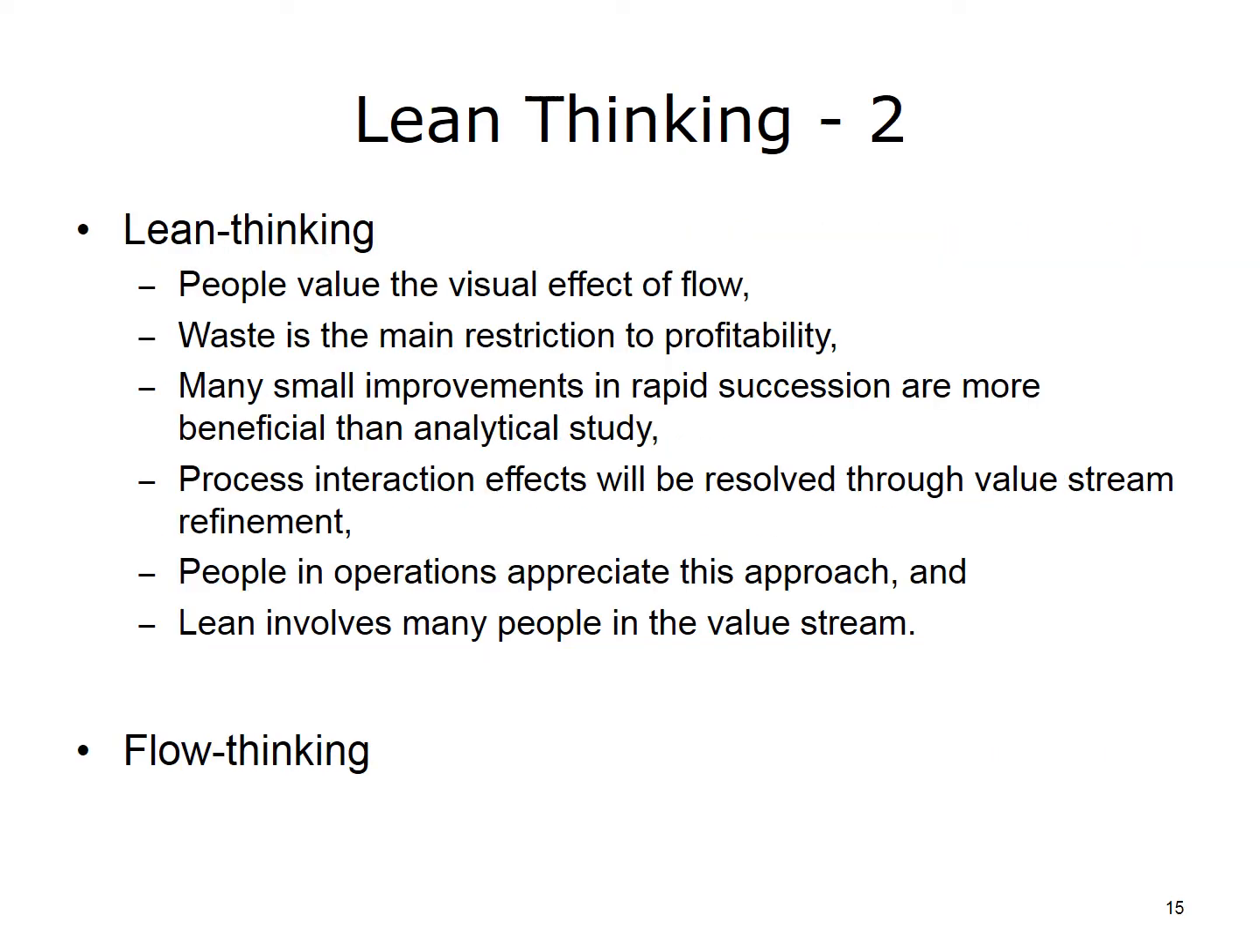Assumptions underlying Lean thinking are: people value the visual effect of flow. Waste is the main restriction to profitability. Many small improvements in rapid succession are more beneficial than analytical study. Process interaction effects will be resolved through value stream refinement. People in operations appreciate this approach, and Lean involves many people in the value stream. Transitioning to flow thinking causes vast changes in how people perceive their roles in the organization and relationships to the product.